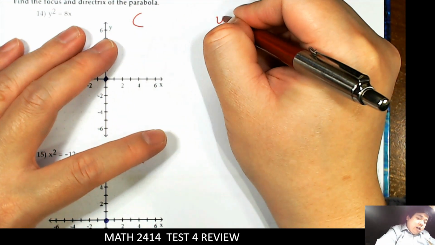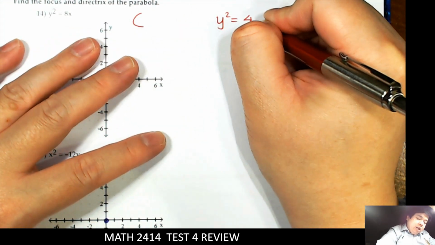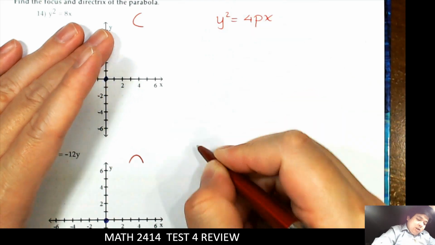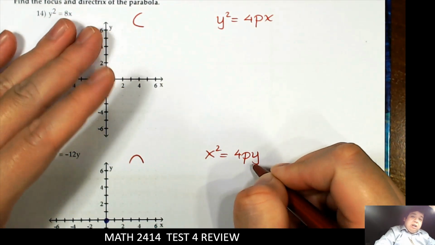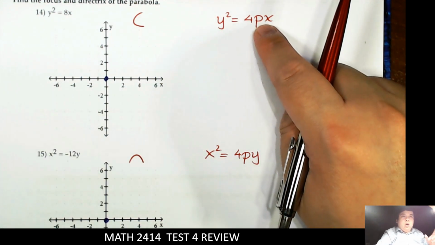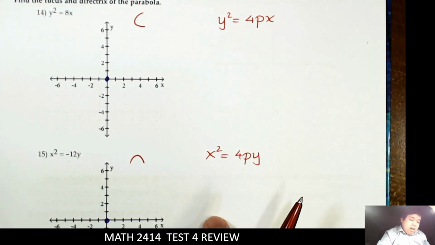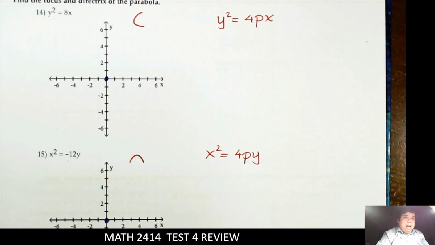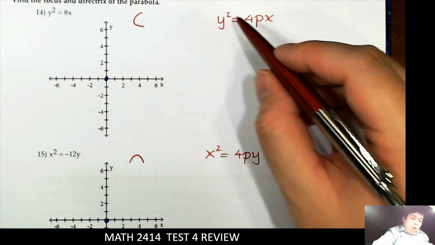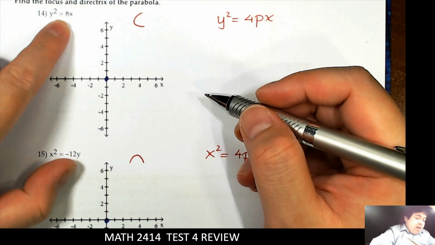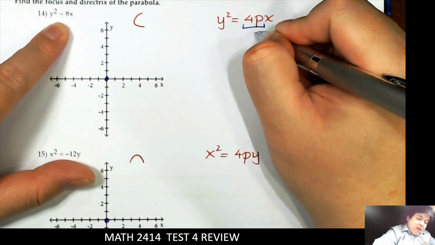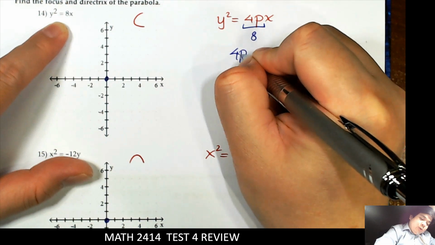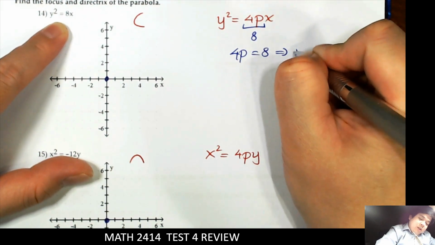It is either y squared equal to 4p x or x squared equal to 4p y. If it's positive, in this case, it opens to the right. If it is negative, in this case, it opens down. Right. Now, the 4p though, what is that? We have 8x, so obviously if we match, this is going to be equal to 8. So 4p equal to 8, which means p is equal to 2.